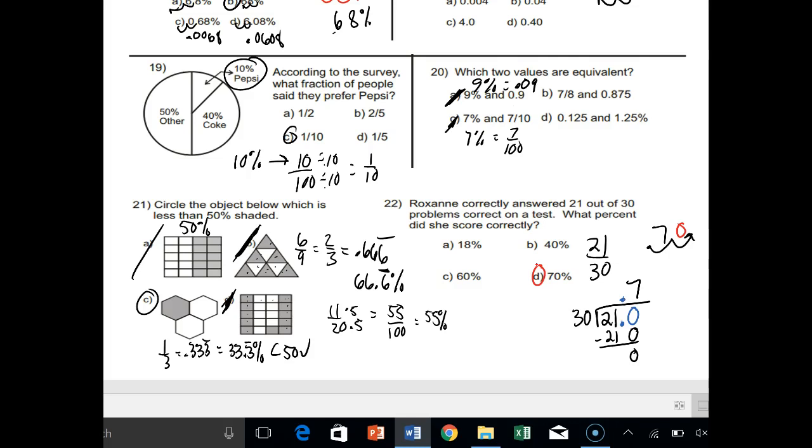Don't be surprised if questions like these pop up on your test. So if you didn't understand them, rewind, rewatch the video. Call me if you have questions.